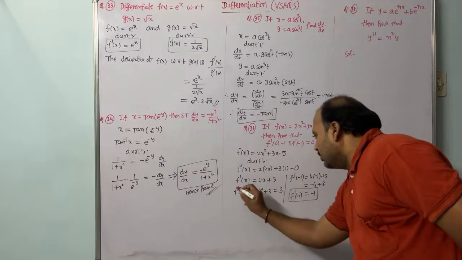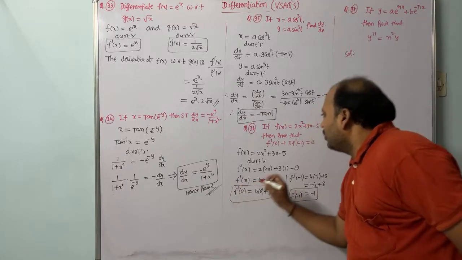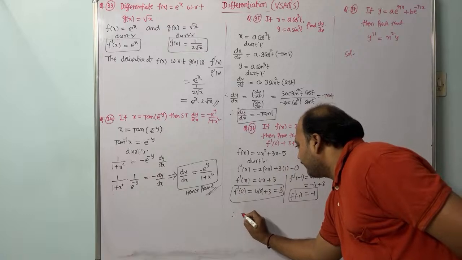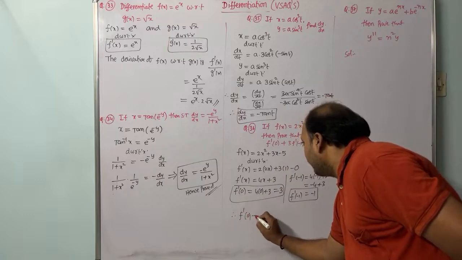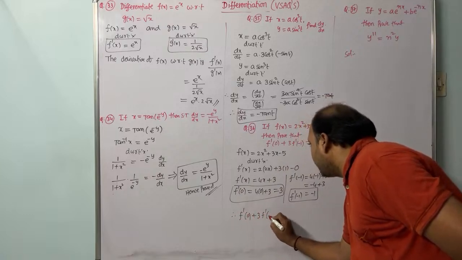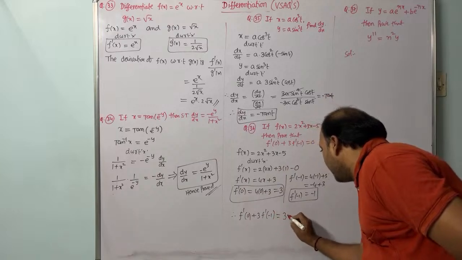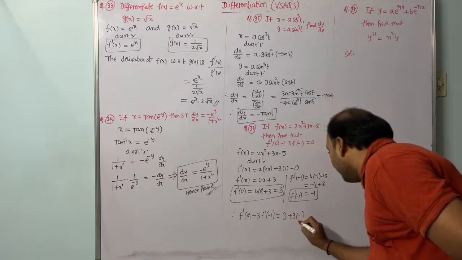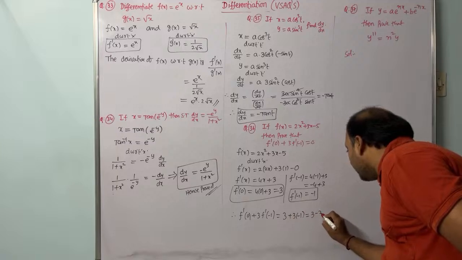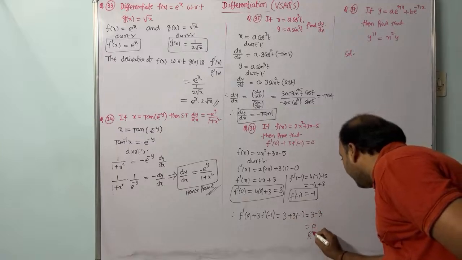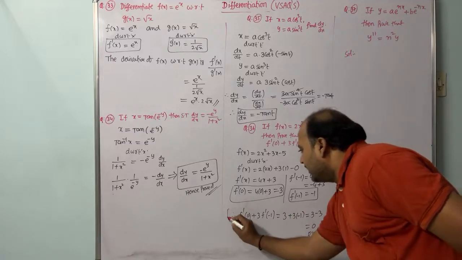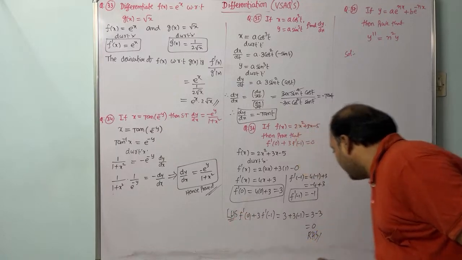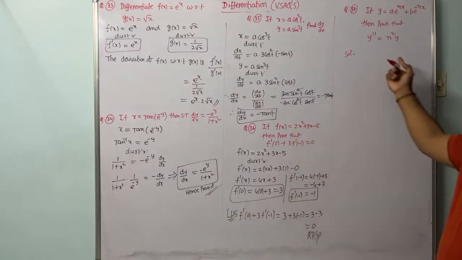After getting these values, you write this condition. Therefore, f dash of 0 plus 3 into f dash of minus 1 equal to 3 plus 3 into minus 1, which is equal to 3 minus 3 which is equal to 0. RHS, this is LHS. Okay, students, we'll move on to another question.